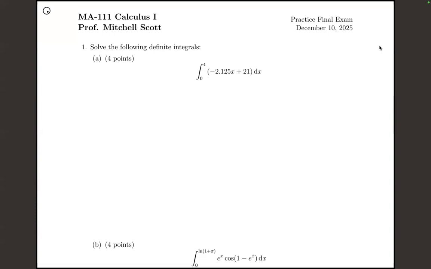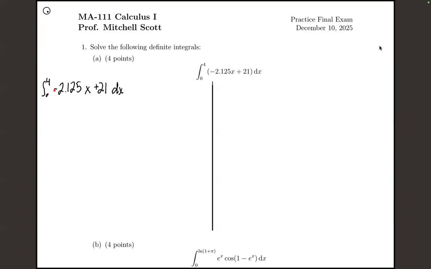Okay, so right now we have our first integral. It's a definite integral, which means that we are going to end up with a finite answer, not a family of antiderivatives. And we are going to solve this, right? First things first, I'm going to attempt to do this two ways. So what I'm going to do over here is rewrite the integral of 0.125x plus 21 dx. And the dx is for both of these, right?